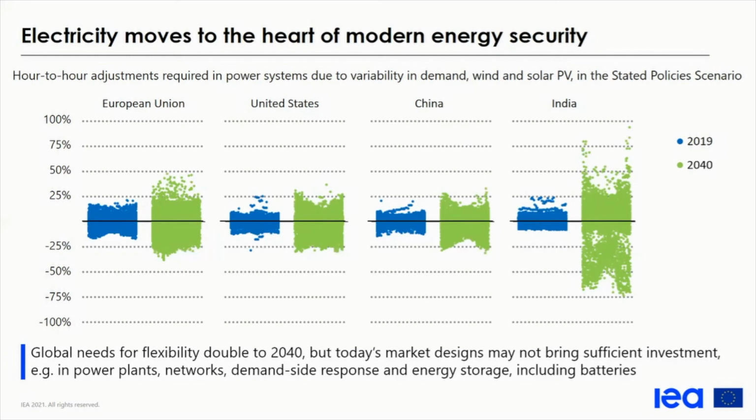Average hour-to-hour ramping needs almost double across most major power systems to 2040, with a much higher increase in some systems. We see a striking trend for India, where in certain hours we will see the need for dispatchable sources to ramp up or down by well over 50%.